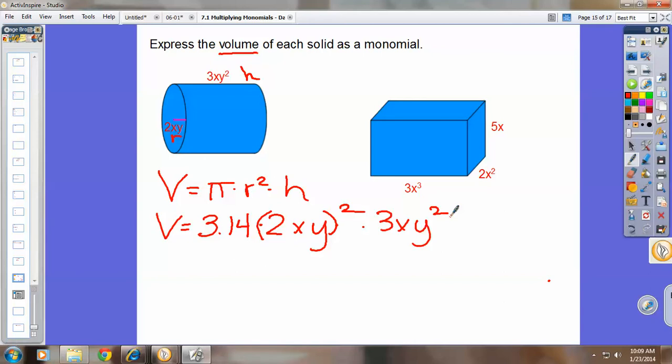Again, we know enough about monomials, so we should be able to simplify this. Let's take everything in this parenthesis and square it. What is 2 squared? 4. We have x squared, and we have y squared. I'm going to bring down the 3xy squared.